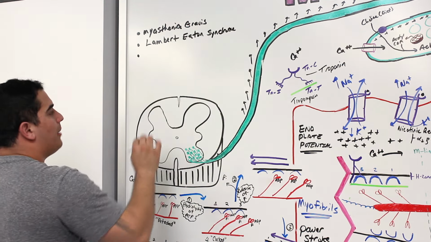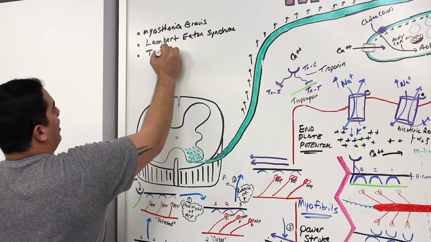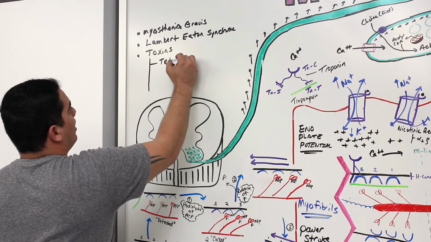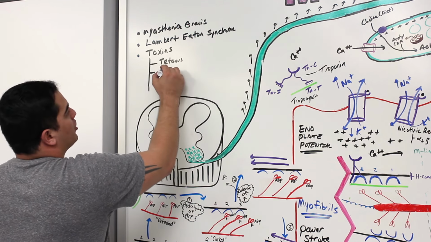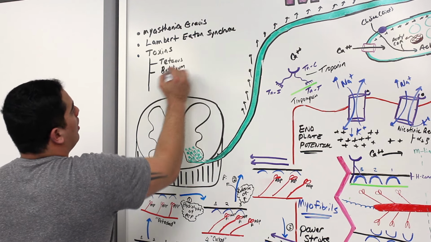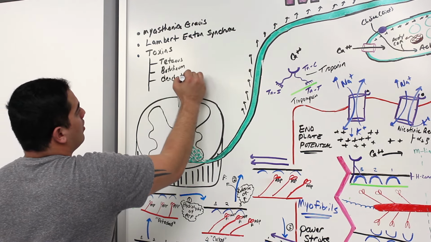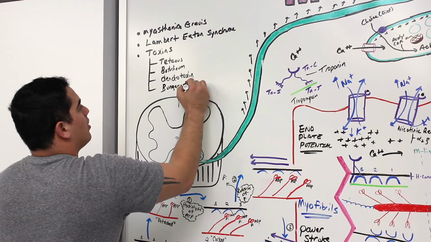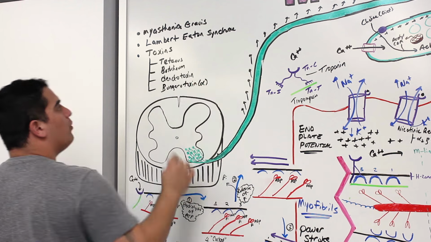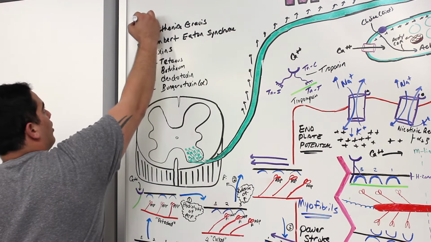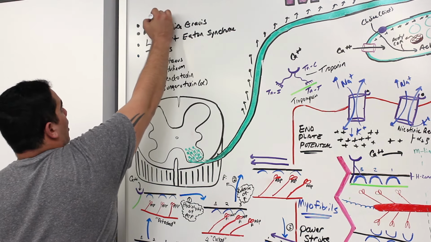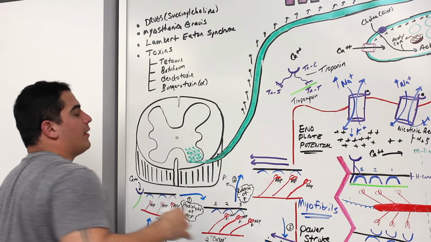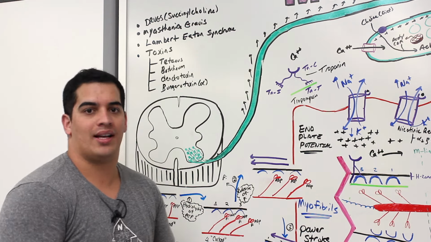And then I want to talk about certain types of conditions, like certain toxins. The toxins that I want to discuss with you, because it's all relevant, are the tetanus toxin, another one which is called the botulism toxin, a dendrotoxin, and then another one called the bungarotoxin, specifically the alpha type. And then at the end we'll talk about certain drugs, mainly succinylcholine. All of this is really relevant. We want to understand how pharmacologically and pathophysiology-wise this can be affected.